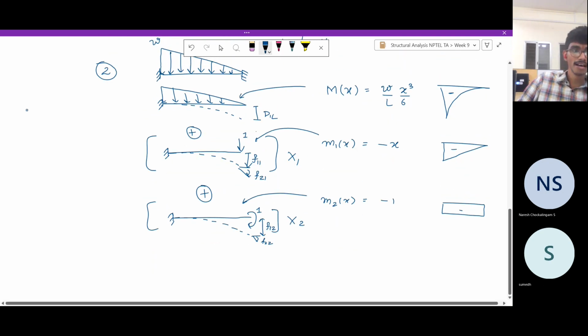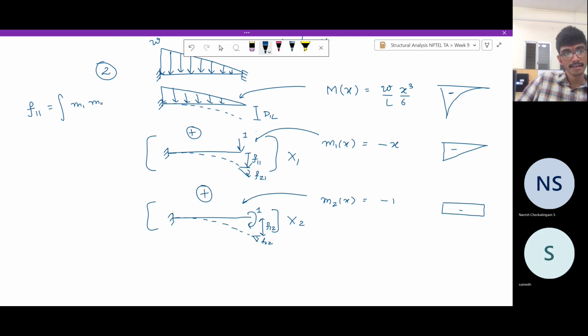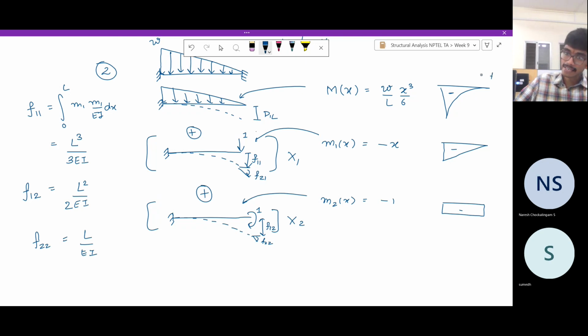So let us use the usual formula. It is very simple. F11 is the integral of m1 squared by EI dx from 0 to L. This value you can easily see is x squared dx, which is nothing but L cubed by 3EI. Similarly, F12 is x dx, which is L squared by 2EI. F22 is nothing but L by EI. Here, as usual, since it is a cantilever, it makes sense to take x from the left side in all the cases.